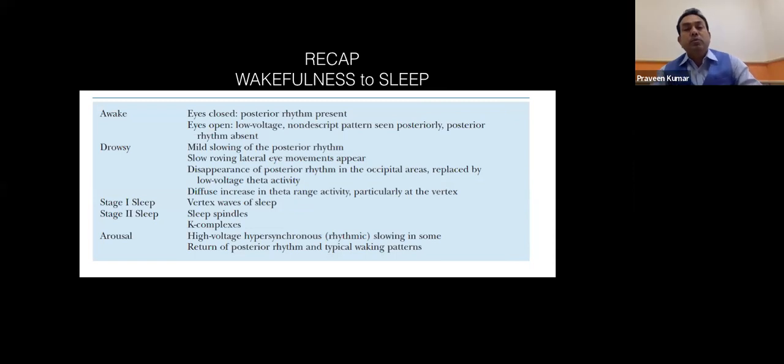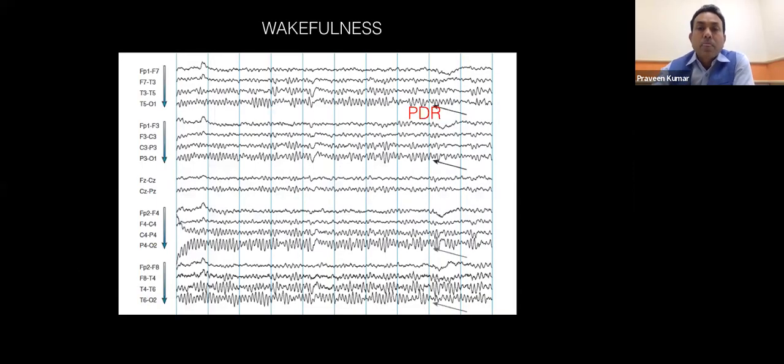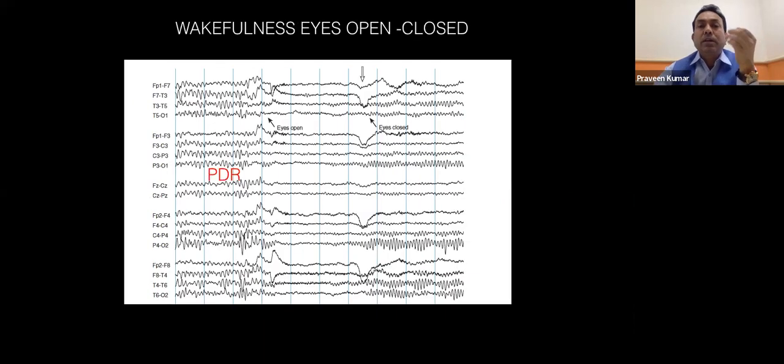Fine. So that is the part. Just to recollect, we are seeing the wakefulness. You see the posterior dominant rhythm. So a posterior dominant rhythm means, like in an 8-year-old child, you see alpha waves, 1, 2, 3, 4, 5, 6, 7, 8. This is a wakefulness characteristic. You may also see beta waves. If you're seeing with the eyes open and eyes closed, the moment your eyes open, you lose the alpha waves. That is the characteristic of a posterior dominant rhythm.